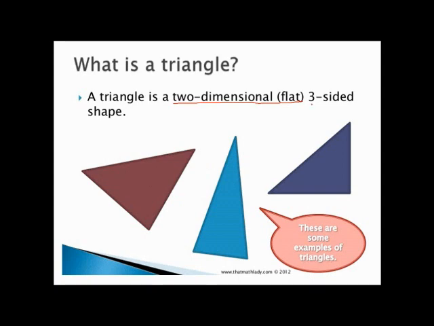Now three-sided means it has 1, 2, 3 sides. Those are some examples of triangles. They look different. They are not the same triangle. They have different sides, different angle measures. They look different, but they are all triangles. So a triangle is a two-dimensional, flat, three-sided shape.